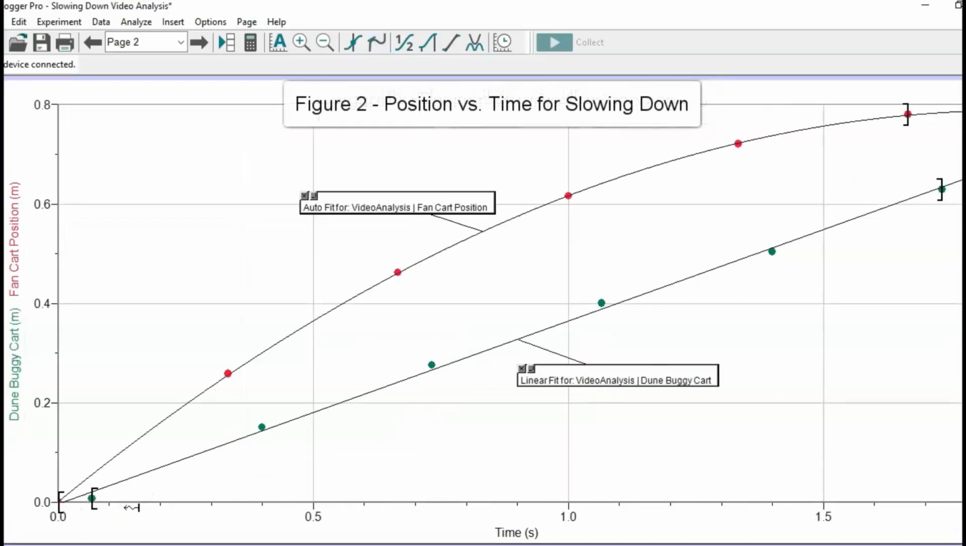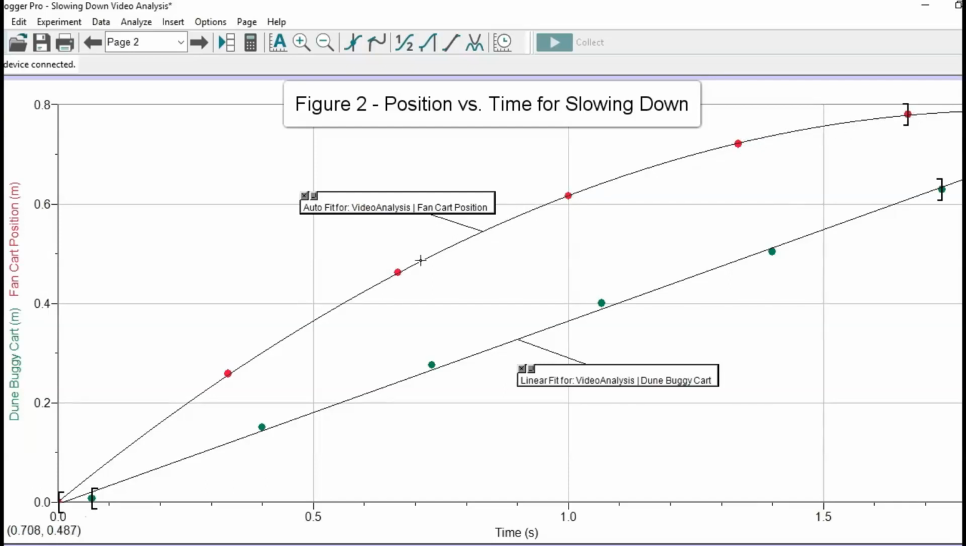Okay, when the fan cart was slowing down, here's our position time graph. We can see that the dune buggy in green here is a straight line. That means constant velocity. The displacement every half second is the same. However, with the fan cart, we know that the displacement is getting less and less as time goes on, and that acts to flatten out the line or bend the line down, creating a curve.